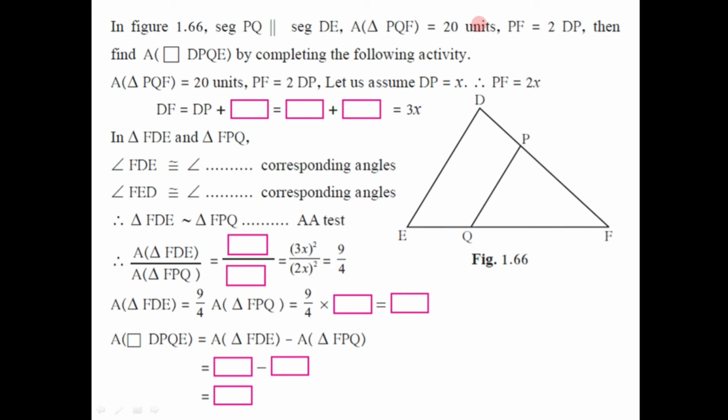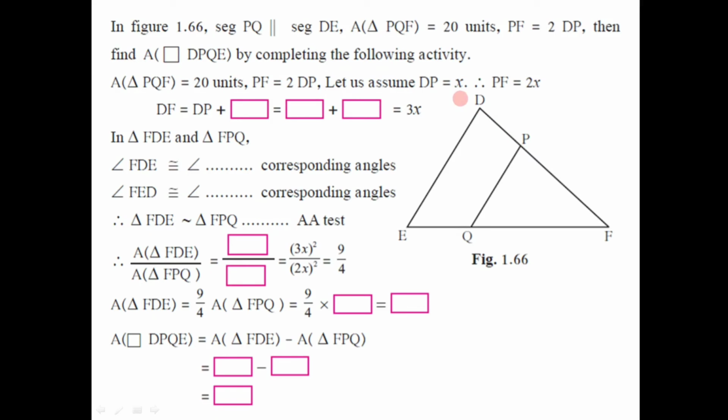Now let us solve one activity based on this property. In the figure, it is given that segment PQ is parallel to segment DE. The area of triangle PQF, that is the smaller triangle, is 20 square units. PF is equal to 2 into DP. That means PF is double the segment DP.